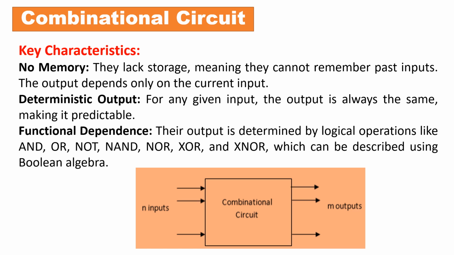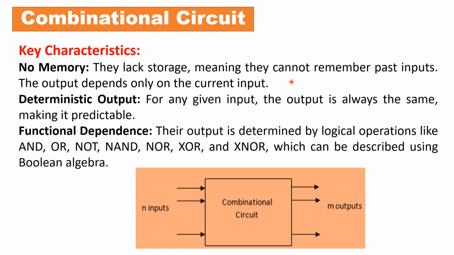A combinational circuit is a type of digital circuit where the output is determined entirely by the current combination of its inputs without any memory or storage elements. This means that the output is a direct function of the present input values. These are key characteristics of combinational circuits, which are fundamental in digital logic design.